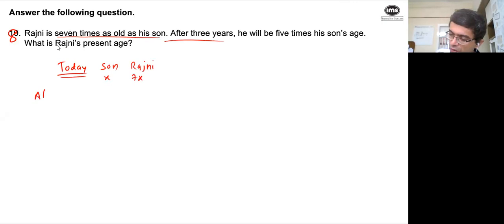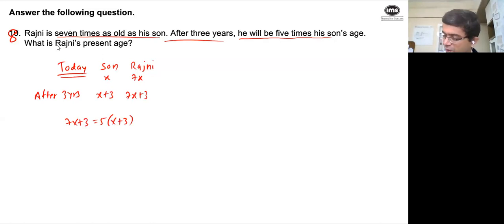After 3 years, what will be the ages? Both are going to grow older by 3 years. So son is going to be x plus 3. Rajni is going to be 7x plus 3. And then he will be 5 times the son's age. So 7x plus 3 is equal to 5 times x plus 3, which simplifies to 7x plus 3 is 5x plus 15. I take 3 to the right hand side, 5x comes to the left hand side. So 2x is equal to 12, x is equal to 6.